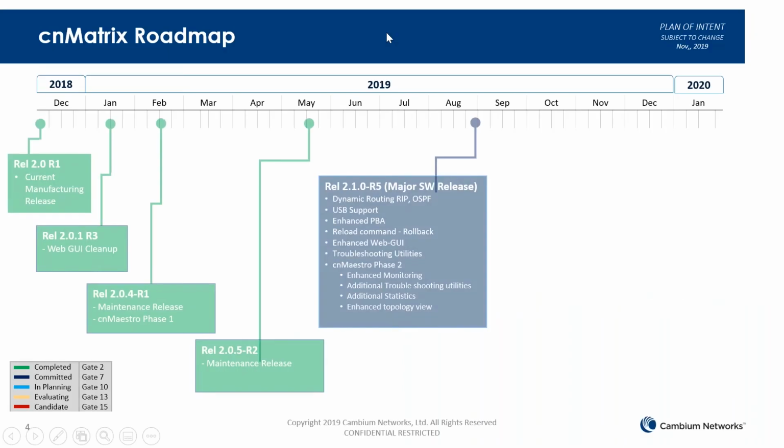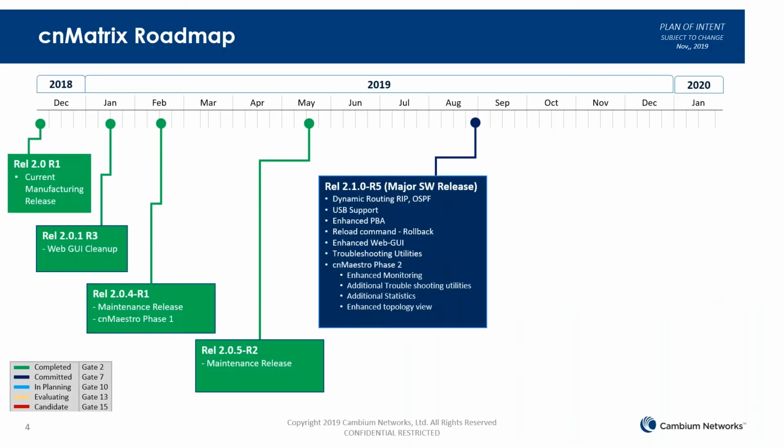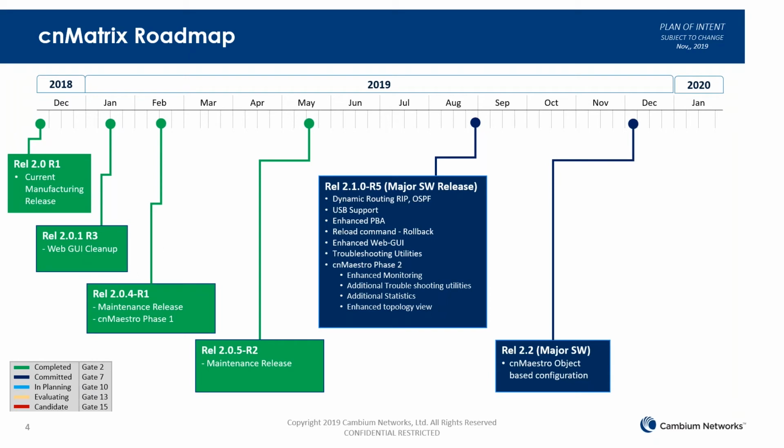cnMatrix roadmap. So here we are, about a month ago, or it's been 2 months now, we just released 2.1.0-R5. This is our first major release since we started shipping. We started shipping back in December. We've had several minor releases since then. 2.1.0 is our first major release that's out, looking really good, really stable. What's coming next is kind of in the December timeframe.